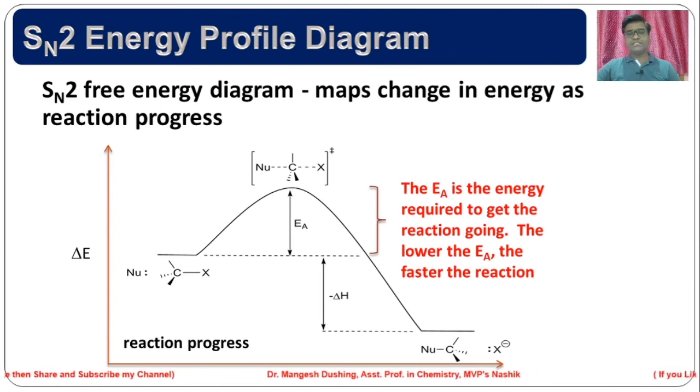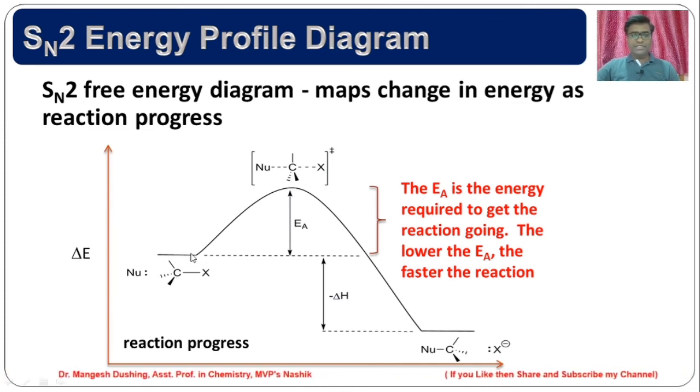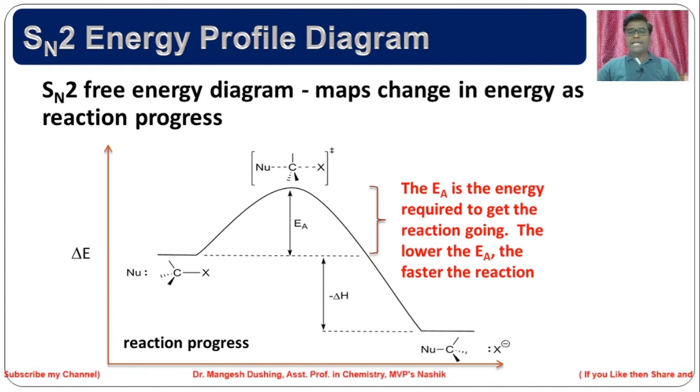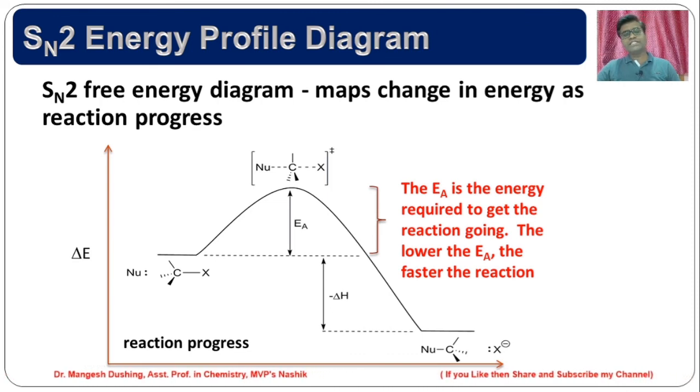The activation energy is the minimum energy required to get the reaction going. Without it, the starting material, the substrate, does not convert to the intermediate, the transition state. Without the transition state we will not get the product. So activation energy is the minimum energy; without that energy the reaction will not proceed. The lower the activation energy, obviously the faster the reaction rate. If activation energy is high, the reaction rate will be slow.